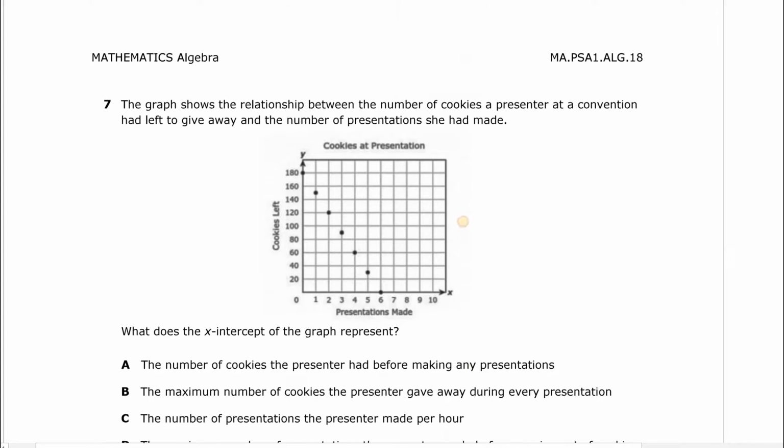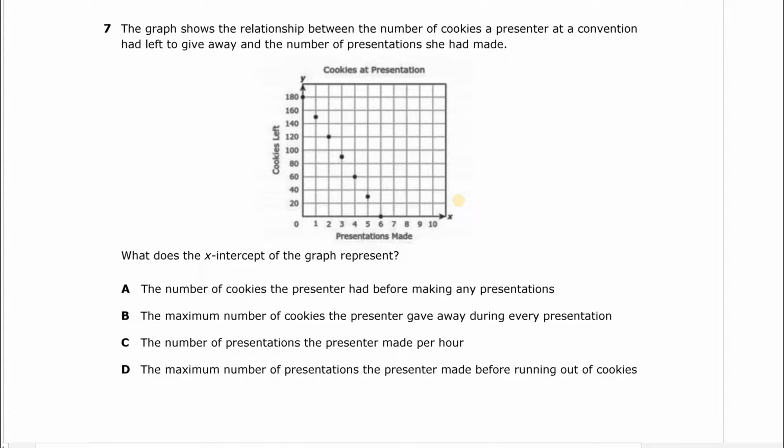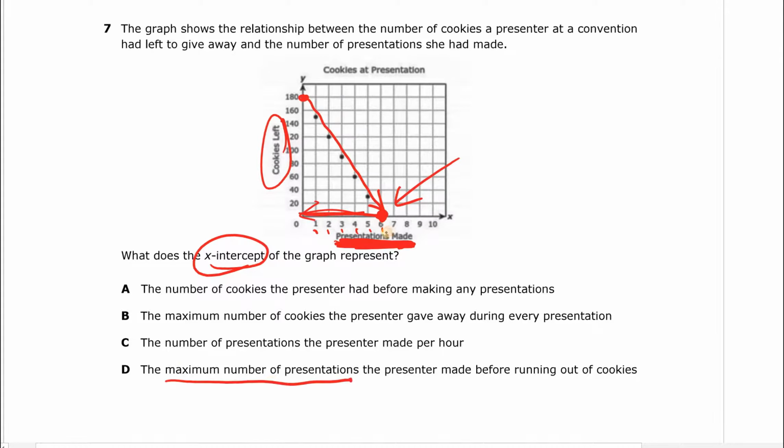On the next page, number 7, it asks us for what the x-intercept represents. We know this is the x-intercept. We look at the axis and see that it's named presentations made. So we keep on present 1 time, 2 times, 3 times, 4 times, 5 times, 6 times, and how many cookies they have left. We started at 180, and we go down every time we make a presentation. So that must mean when we're at 6, there are no more cookies. So it's the maximum number of presentations, 6, before running out of cookies, 0 cookies. So the answer was D.